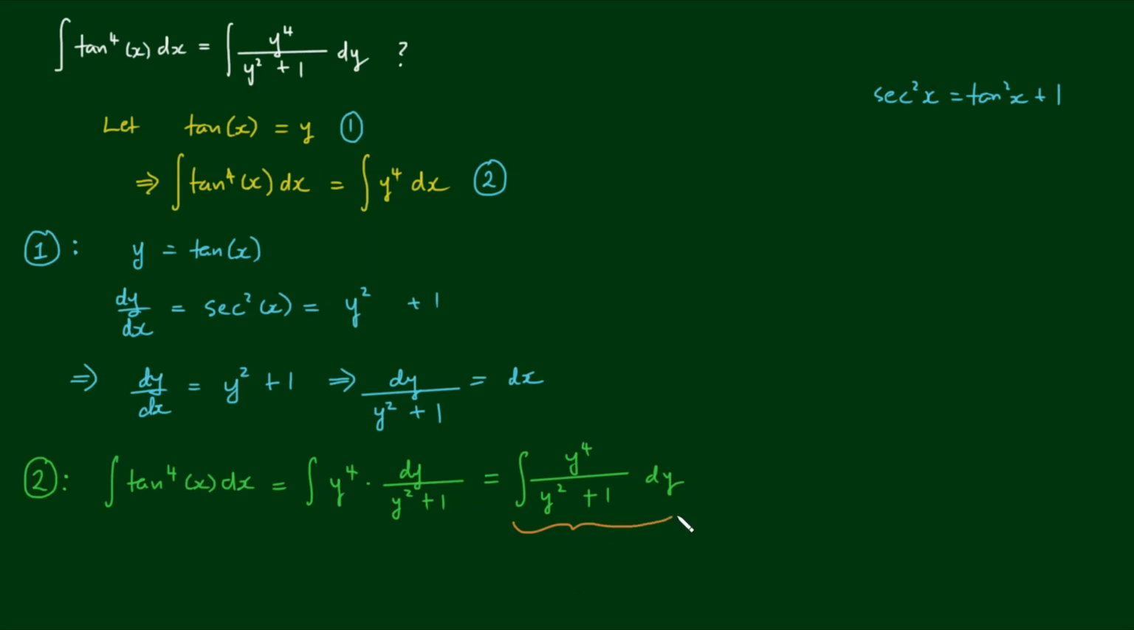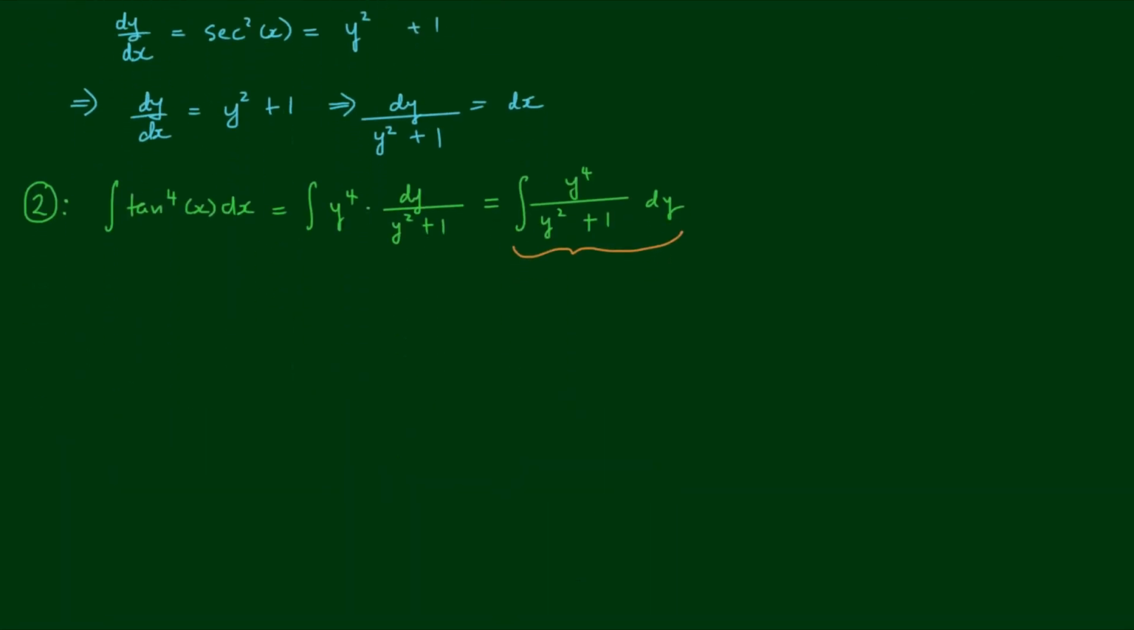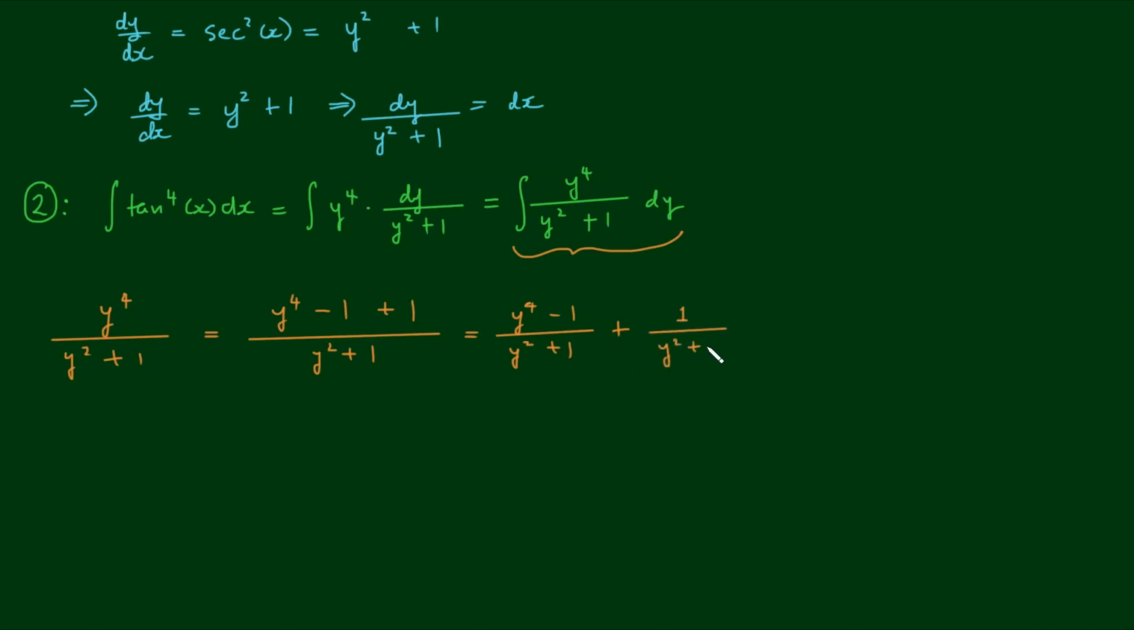So let's find the result to this integral. To do so, I'm going to do some manipulation of the integrand. So let's write the integrand y to the fourth power over y squared plus 1. I'm going to subtract a 1 and add a 1 to the numerator, because in effect here I'm doing nothing. Now I'm going to separate. So the first two terms I'm going to group together. So we have y to the fourth power minus 1 over y squared plus 1. And the second fraction we have 1 over y squared plus 1.